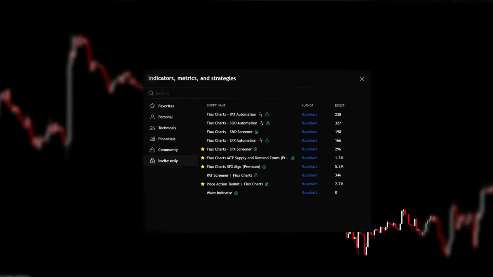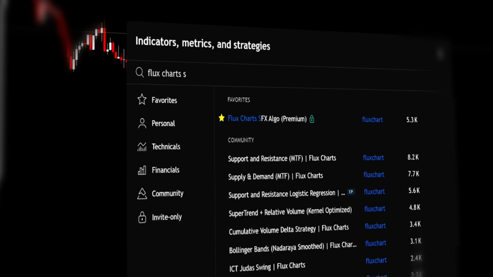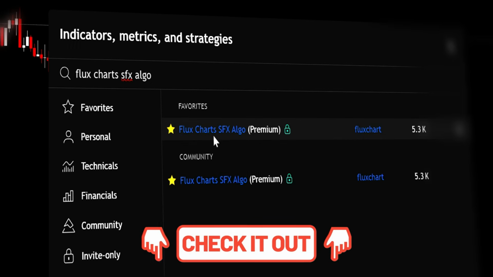And finally, the name of the indicator doing all this is called the Flux Charts SFX Algo. And if you want to try it out, I've got the link in the description and pinned comment below.